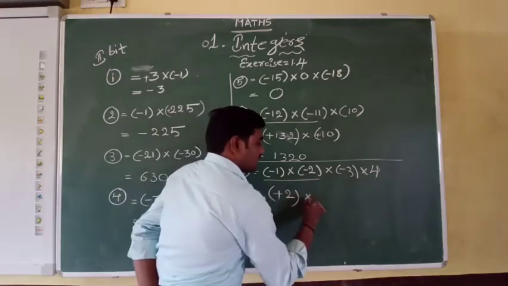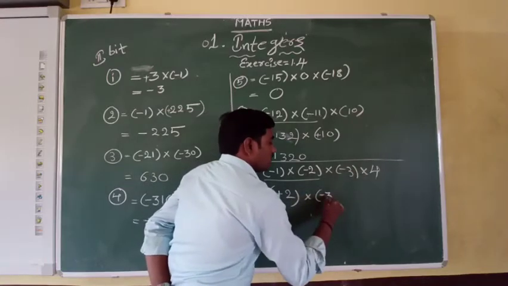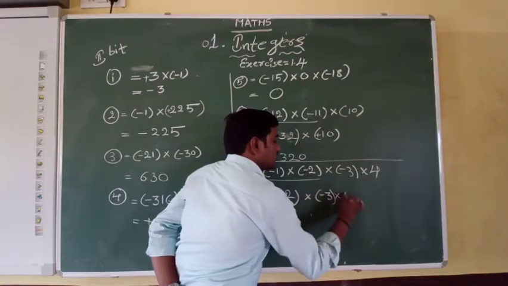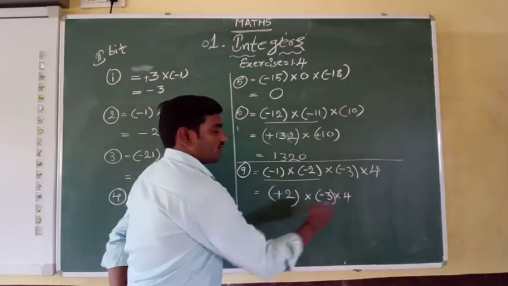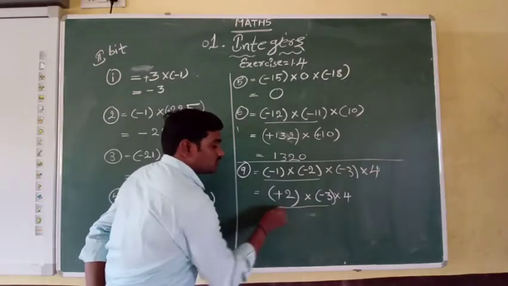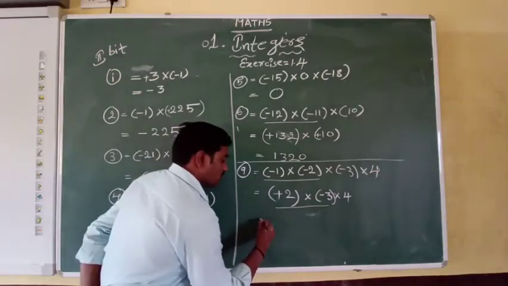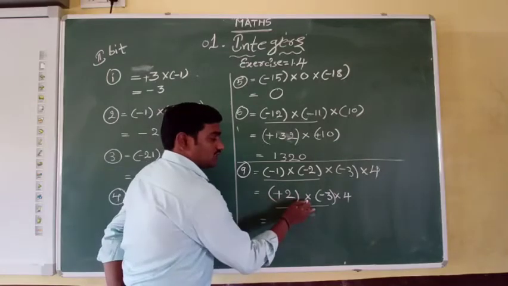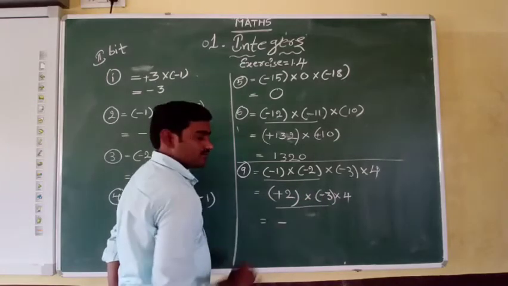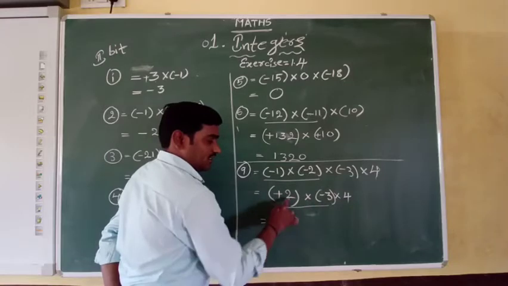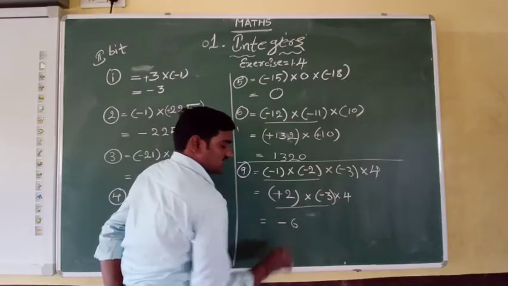Let's rewrite the same. These two numbers we write as it is. So far we did not solve it. Again we will take these two terms and do it. Again two more terms. So plus into minus is minus. 2 into 3, that is 6.